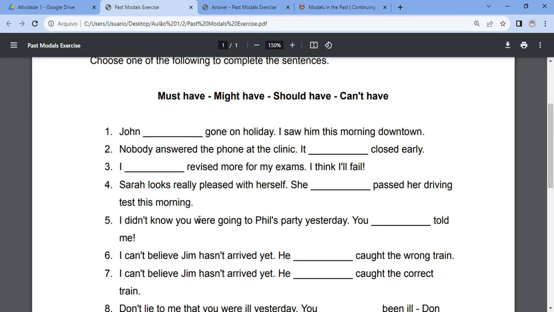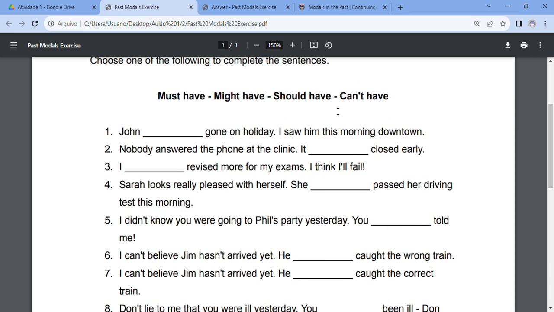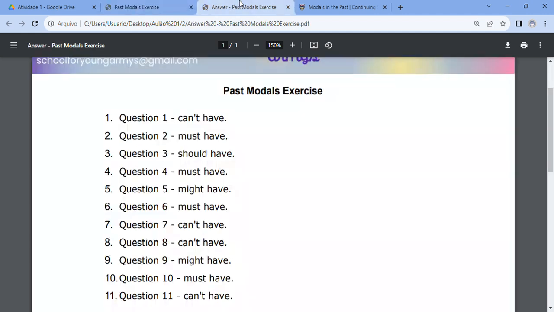So the sentence: John gone on holiday. I saw him this morning downtown. So the only modal verb that we can use here is can't have, because it is a negative situation, because you saw him this morning, so he can't be on holiday. So John can't have gone on holiday because I saw him this morning downtown. So can't have.